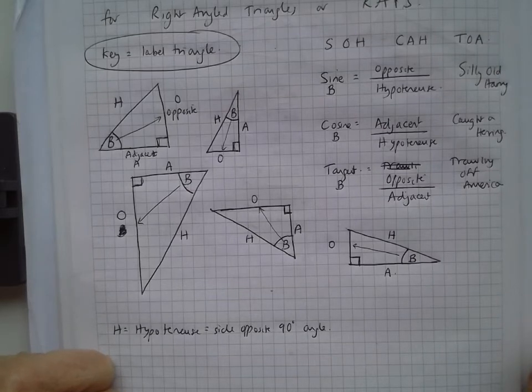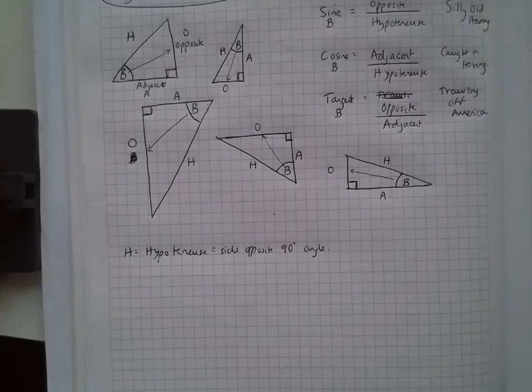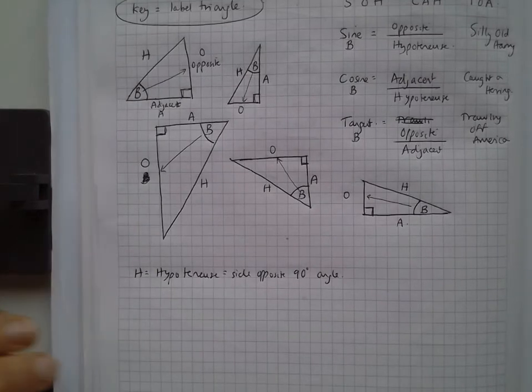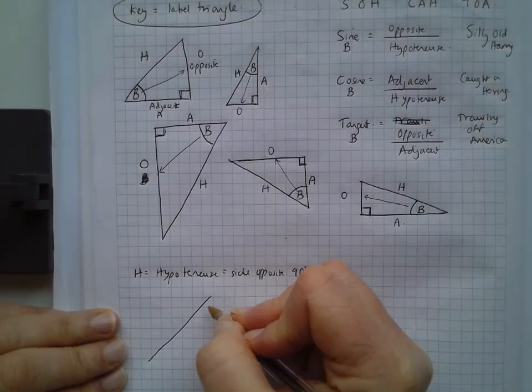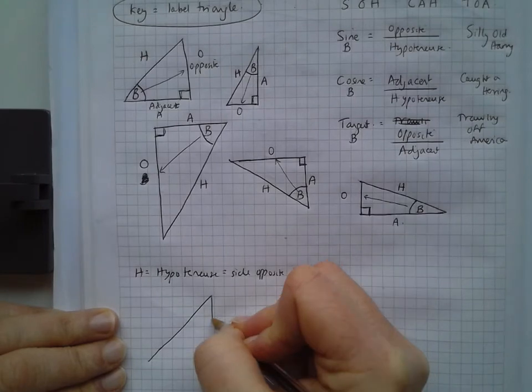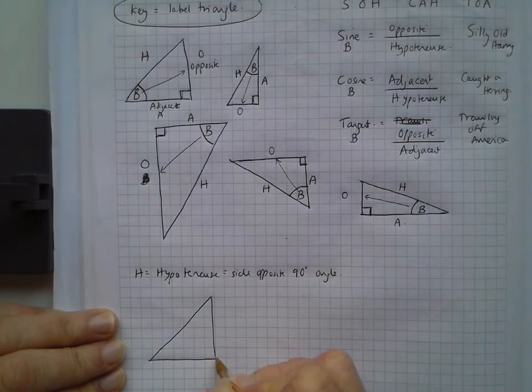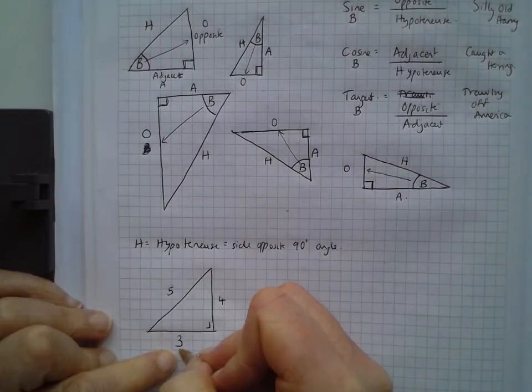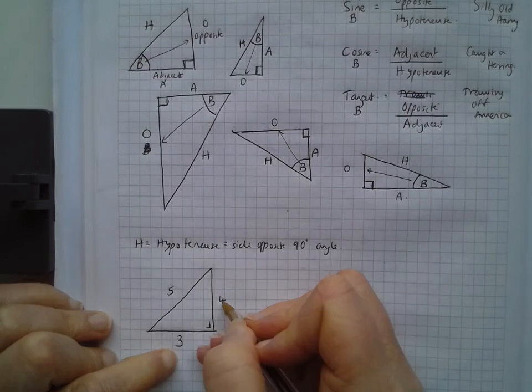Okay, let's take an example here. Say we have this triangle which keeps popping up again and again. I don't know whether you've noticed it. It's a classic triangle called a 3, 4, 5 triangle. 3 squared is 9, 4 squared is 16. Add them together, we get 25. 3, 4, 5. Okay, that's a right angle triangle.